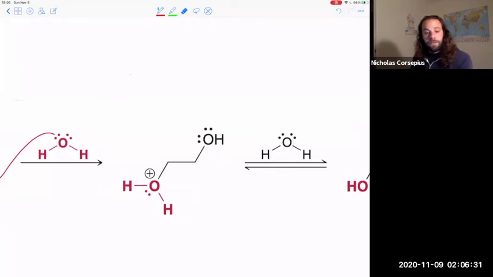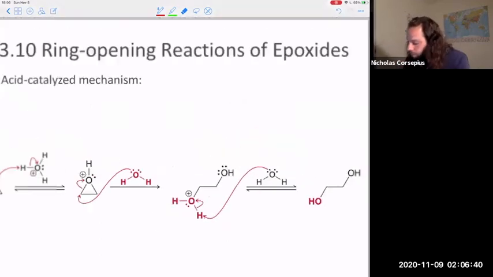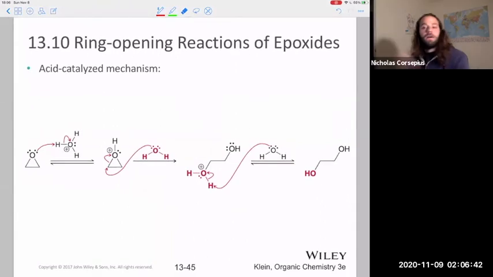And then what do I have to do? I got to get rid of one of those hydrogens. So another water molecule will act as a base and receive that extra proton, right? Analogous reaction mechanism for if you had it in the presence of some sort of an alcohol.